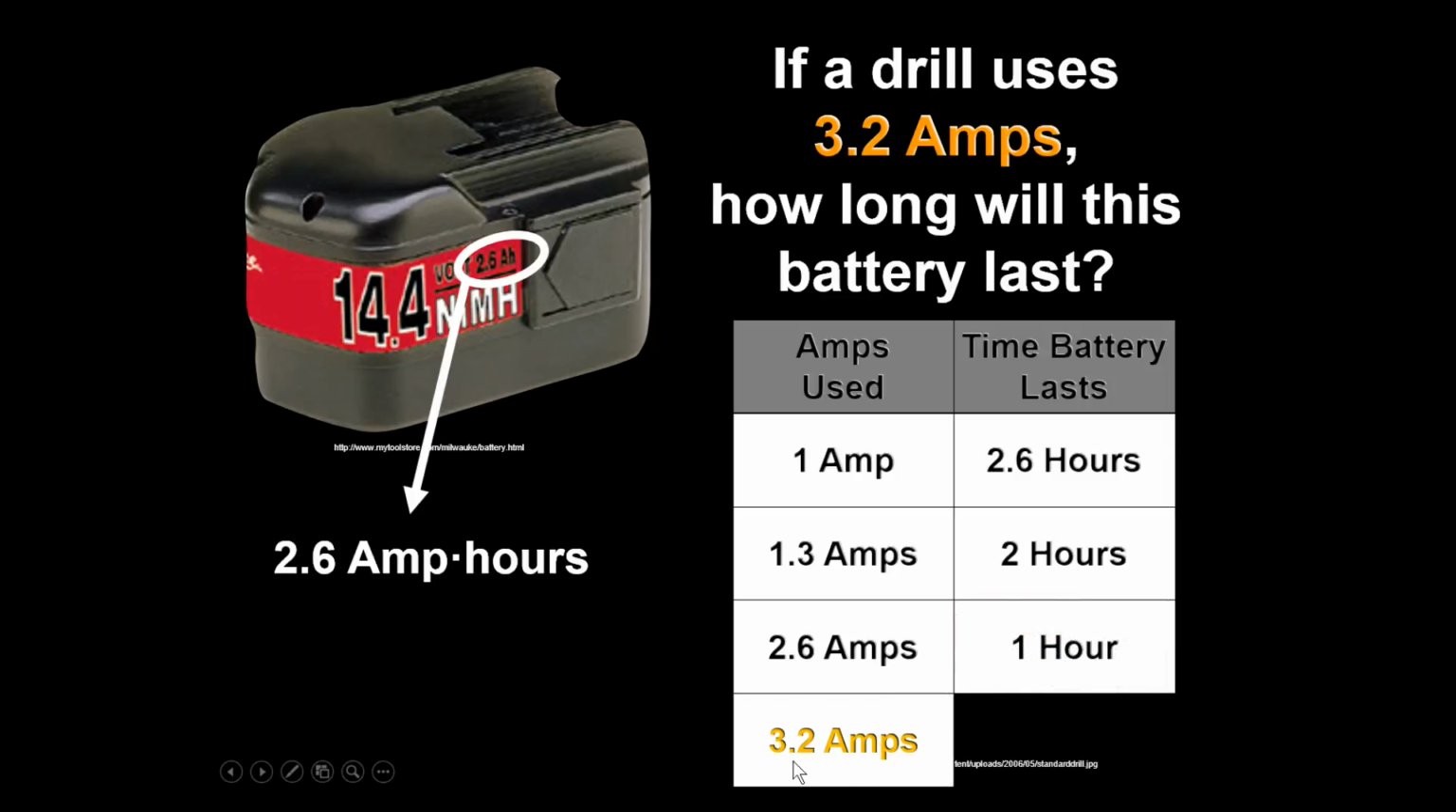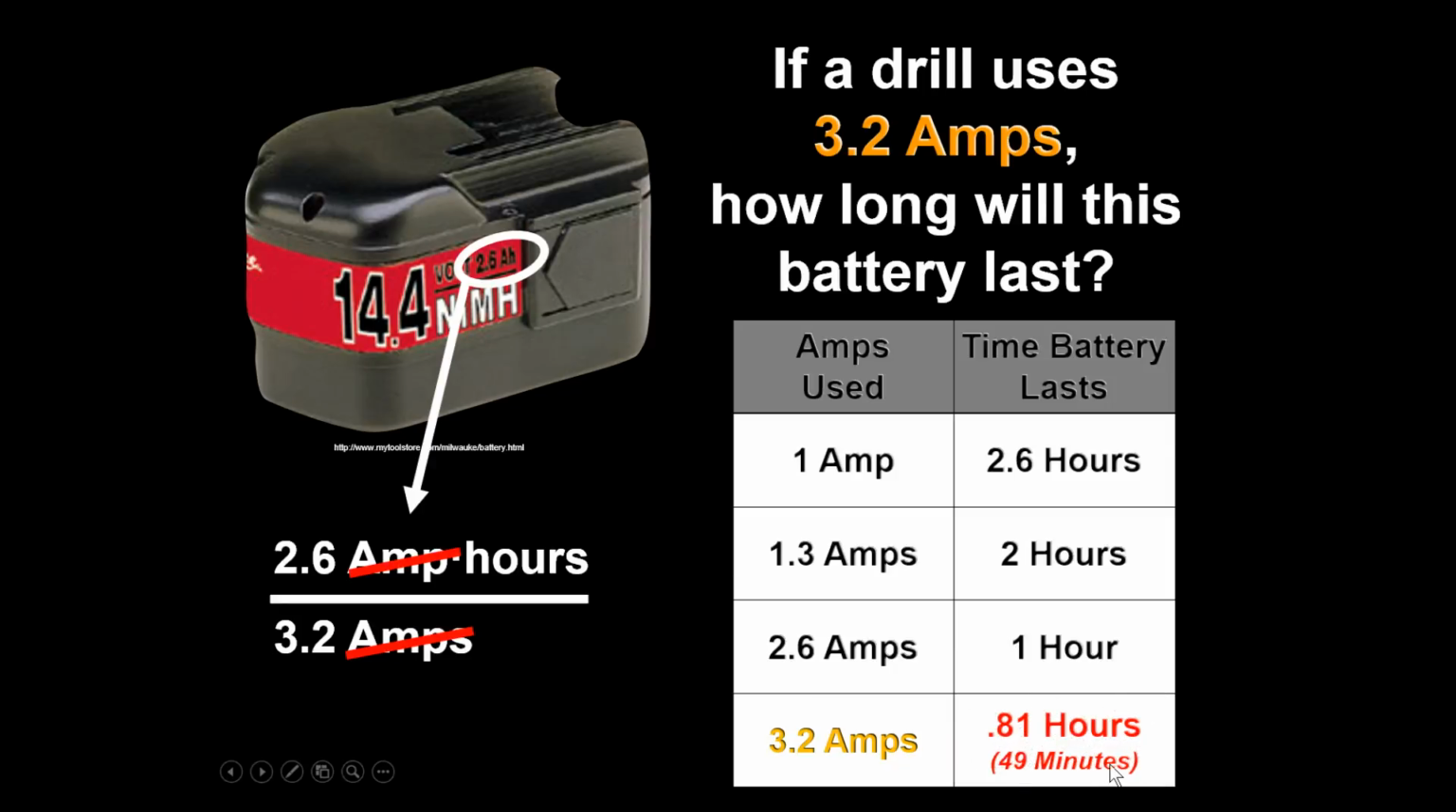So back to the original question, how long would the battery last if we pull the trigger to use 3.2 amps? Well, we can use dimensional analysis and amp hours divided by amps. Amps would cancel and it would give us that many hours. I think I will stop there and do more next time with Ohm's law and resistance.